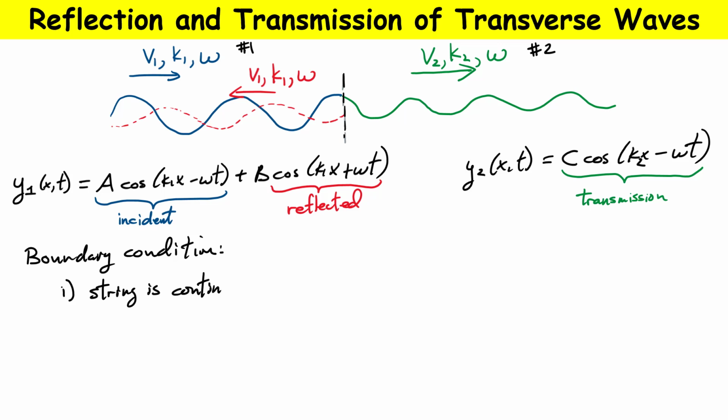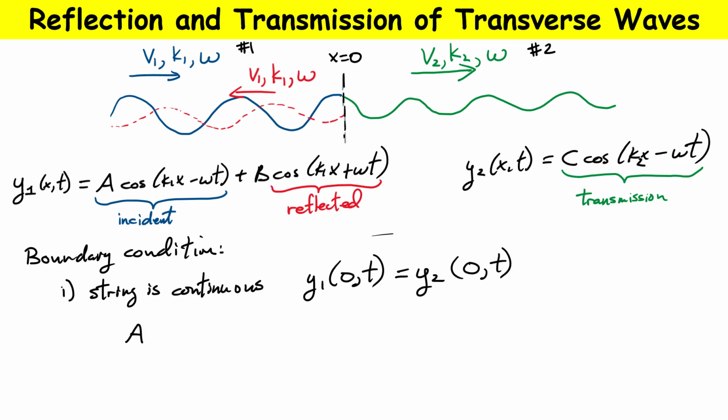Well, if it's continuous, it means that the total displacement on side 1 at position 0 and for every single time has to be equal to the displacement in medium 2 at position 0 and for every single time, because remember, our boundary here is at x equals 0. So this is a requirement. All you do now is substitute x equals 0 in the total wave on medium 1, and substitute x equals 0 for the transmitted wave. That simplifies our expression a lot.